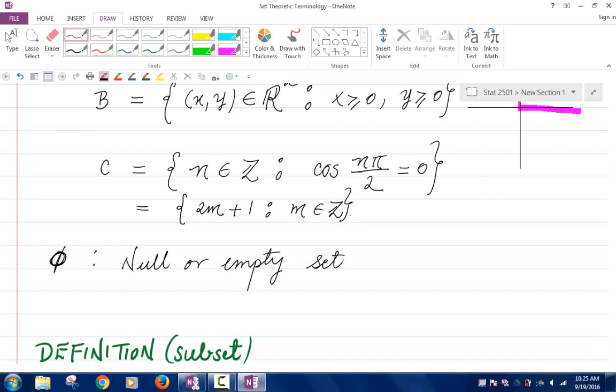Okay, there is a special symbol. This is called phi. Some people say phi, but most people, I think, will say phi. And I think that's the right pronunciation. So phi is going to denote the null set or the empty set. What is the null set or the empty set? Well, this is the set with no elements.